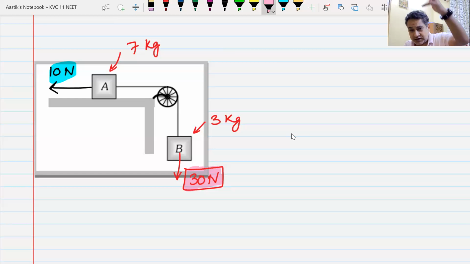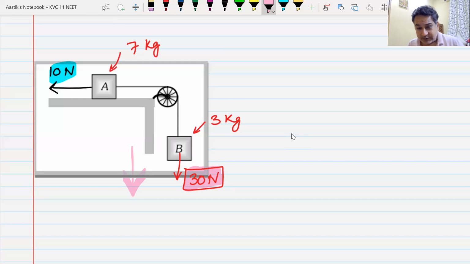The force which is trying to pull it down is 30. The force which is trying to pull it up is 10. Who will win? The downward force will win, and therefore it will move downwards.